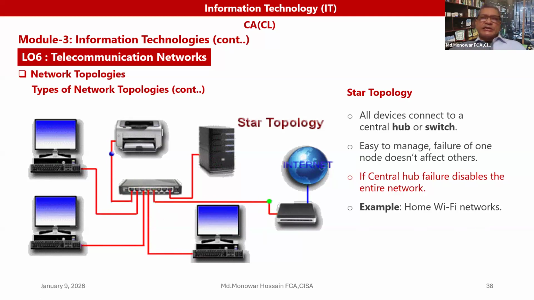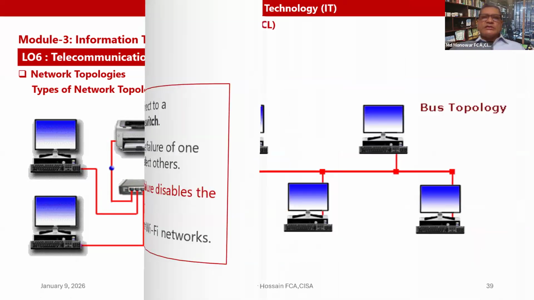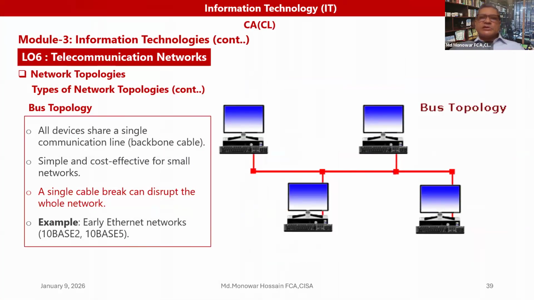So this way, here is the star topology, and if you see the bus topology, look, this is the bus topology. In this topology, all devices share a single communication line through this backbone cable, one line. It is simple and cost effective for a small network.